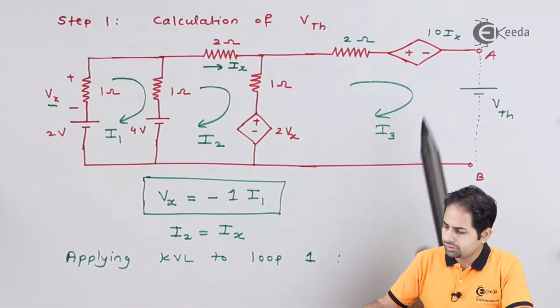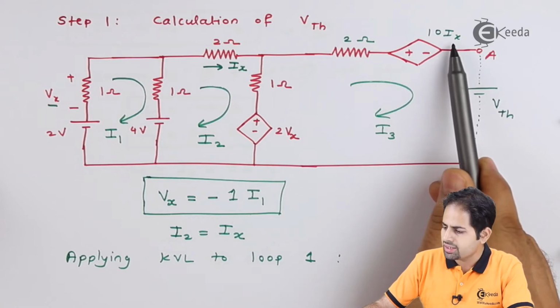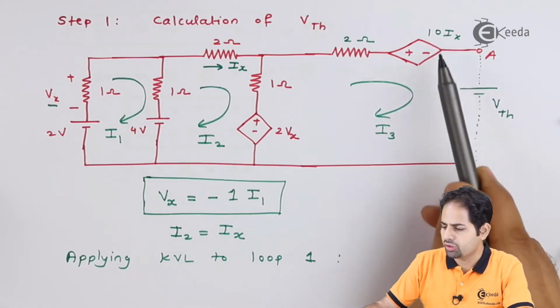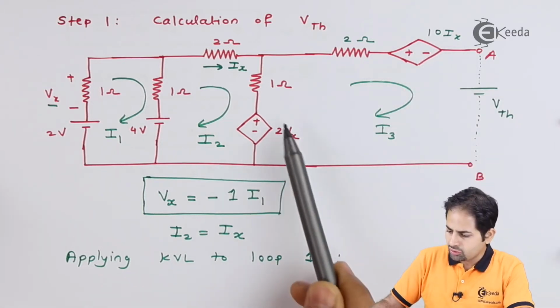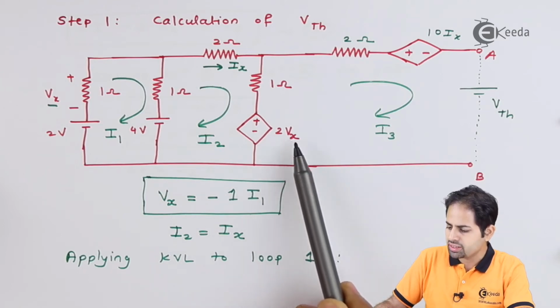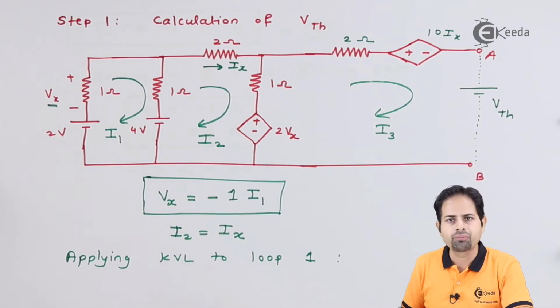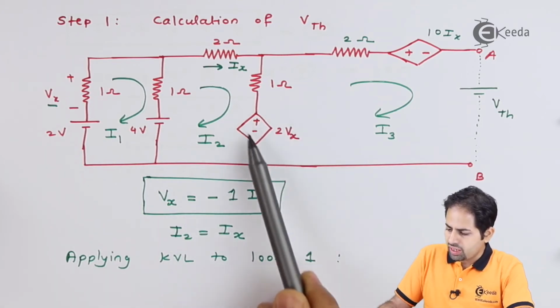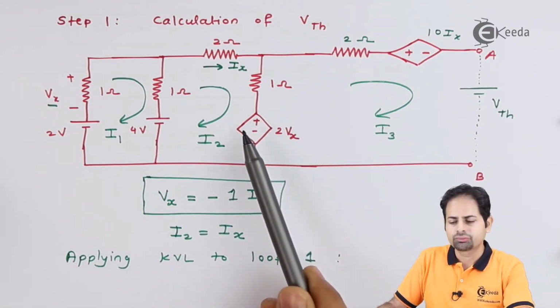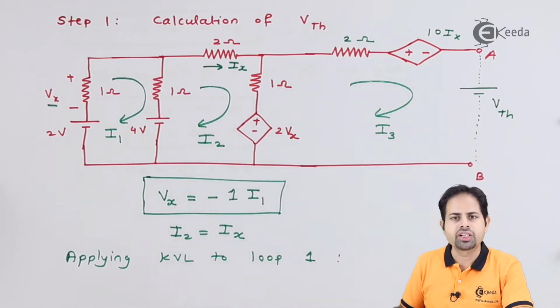So in this circuit, now we know what is Ix. Ix is equal to I2, so we can write what this voltage source is. We can also write what this is, because this is 2 into Vx and Vx is minus 1 into I1, so we can write this voltage source also. So what we'll do, we'll first calculate the value of this voltage source and then we'll calculate what is VTH.